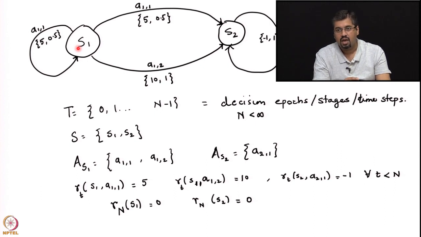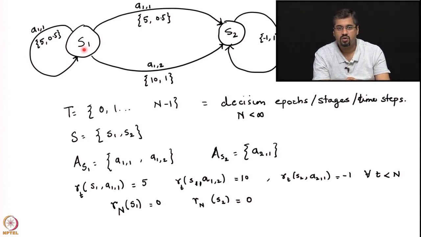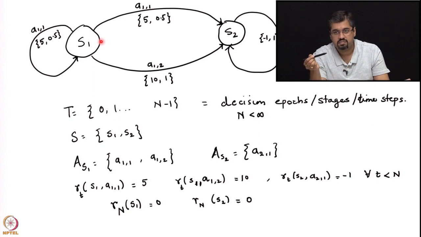But then if the state at time t minus 1 is S1, then the state at time t minus 2 should have also been S1, and the action at time t minus 2 should have also been A11, and so on. So, in other words, because there is really only one way to get to state S1, it has to be that you have always been in state S1. If you are presently in state S1, you have always been in state S1.